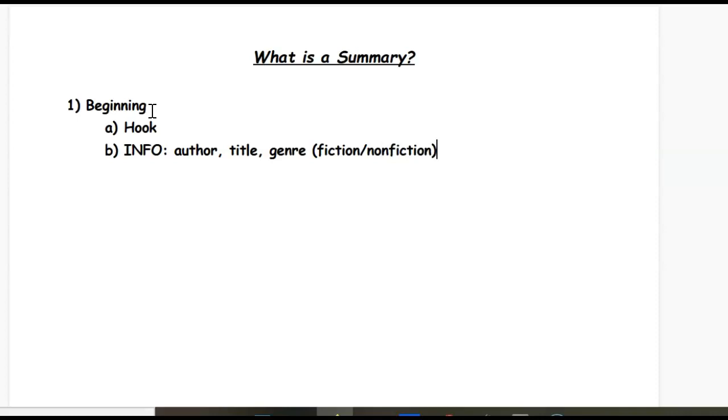Okay? Author, title, genre. I'm trying to think if there's something else that goes in there. If I think of it, I'll put it back in there, but I'm thinking there's something else that goes in there. Then we give a little overview. That means we tell a little bit of what we're going to be talking about. And we'll get more into this as we start writing our summaries, okay? But that's the basics. Then, that's our first paragraph.